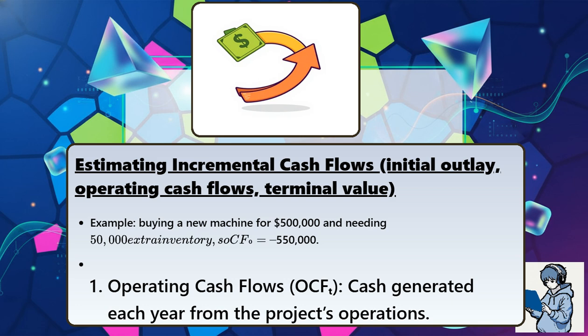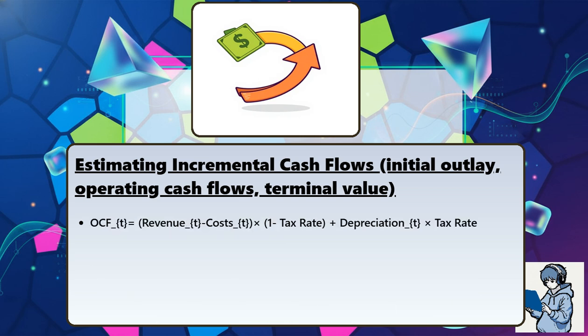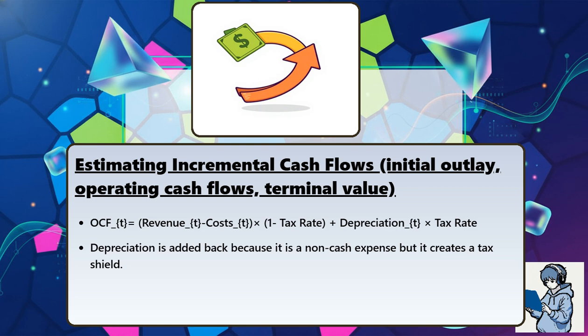2. Operating cash flows, OCF sub t, cash generated each year from the project's operations. OCF sub t equals (revenue sub t minus cost sub t) times (1 minus tax rate) plus depreciation sub t times tax rate. Depreciation is added back because it is a non-cash expense, but it creates a tax shield.